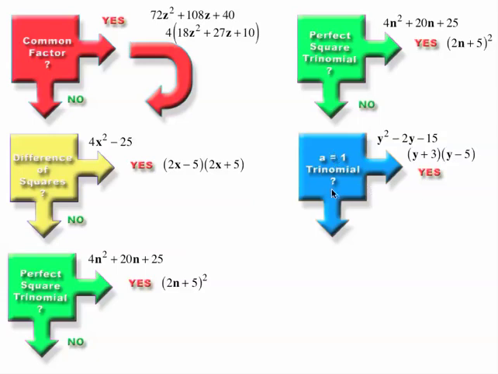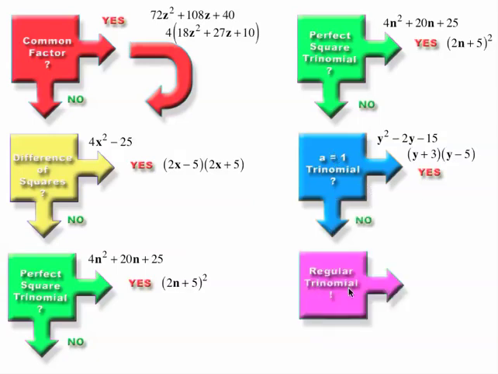All right, but if it's not an a equals 1 trinomial, that must mean that it's a regular trinomial. Okay, regular trinomial, you're going to use the PSF method, or you're going to use the trial and error. Okay, and that's how you factor.